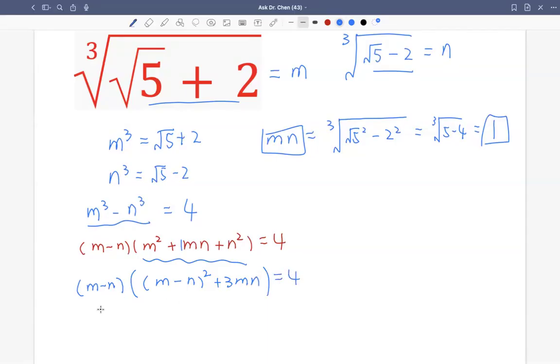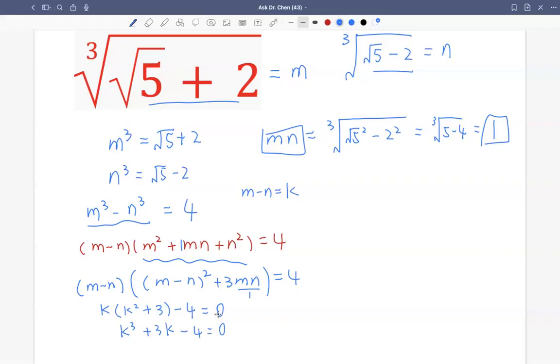Now let's use one variable to substitute for m minus n. If we call m minus n some number k, then we can write this as k times k squared plus, remember m times n is 1, so 3 times 1 is 3, then minus 4 equals 0. So we can rewrite this as k cubed plus 3k minus 4 equals 0.